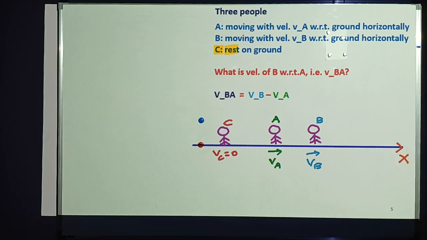Consider three people, A, B, and C. A is moving along the positive direction of the x-axis with the velocity VA, and B is also moving along the positive direction of the x-axis with velocity VB, and the person C is at rest. Now we can ask the question, how fast B is moving with respect to A, and that is defined as velocity of B with respect to A as velocity of B minus the velocity of A. So whichever is with respect to, that velocity has to be subtracted.